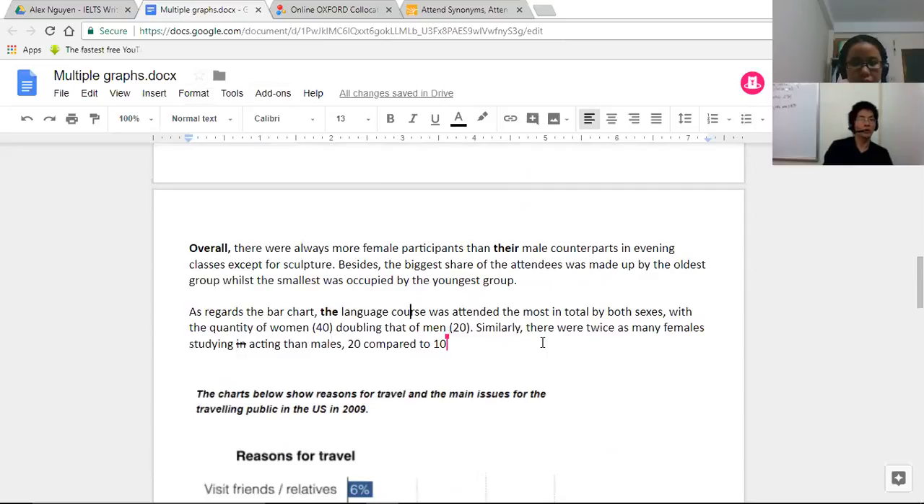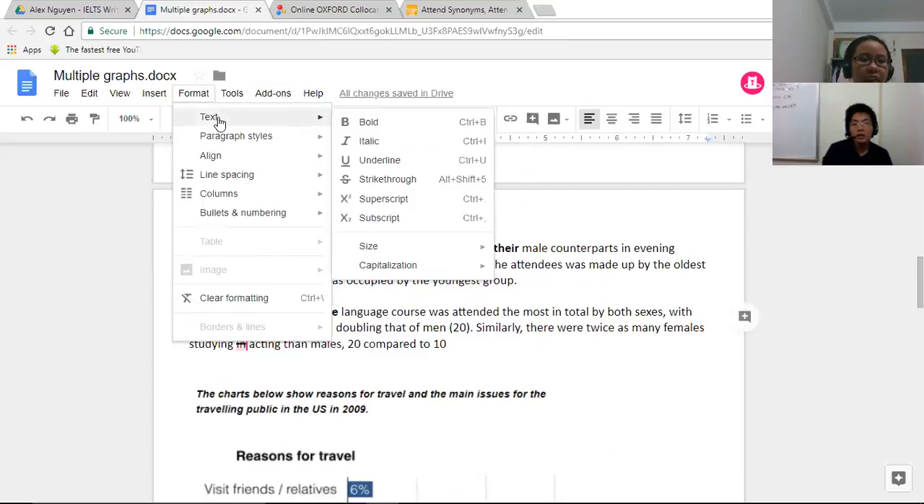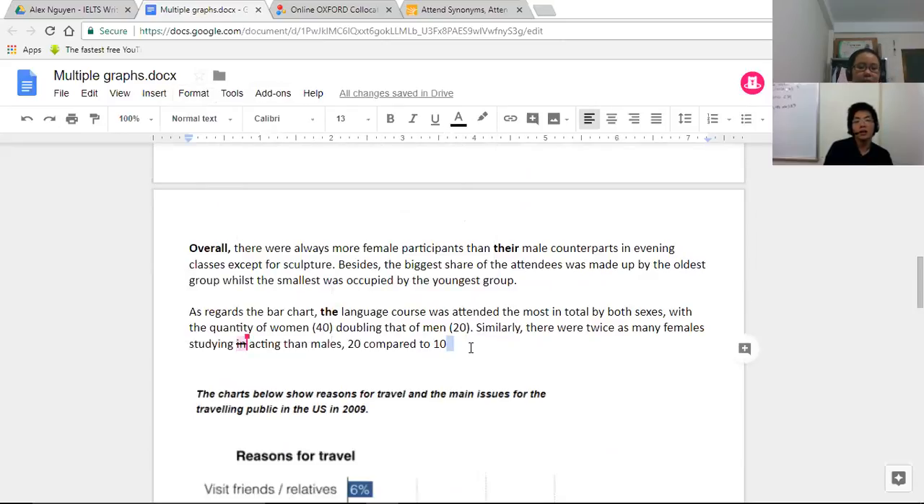How could you do that? In the cross out. Okay, the strike through. The strike through. Okay. Can you see the word format here? Yes. Okay, and then you move your mouse to the word text. Then you see the options. Shift 5. That's right.